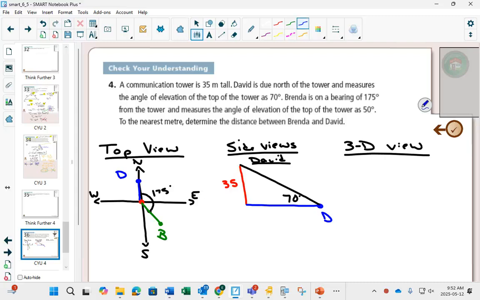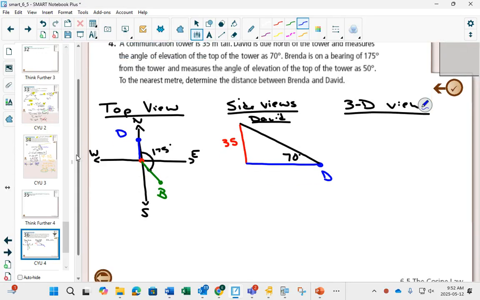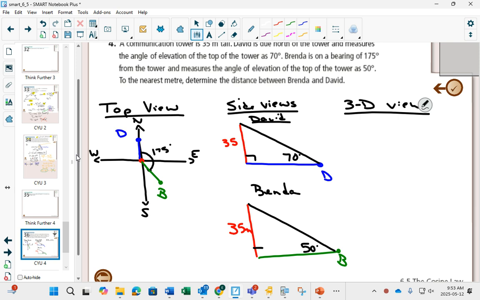We can also draw a side view for Brenda. Same tower, same height, 35 meters. Brenda is a certain distance away, I don't know. But her angle of elevation is 50 degrees. And in both of the side views, since the tower is going straight up, we know that these are 90-degree triangles.